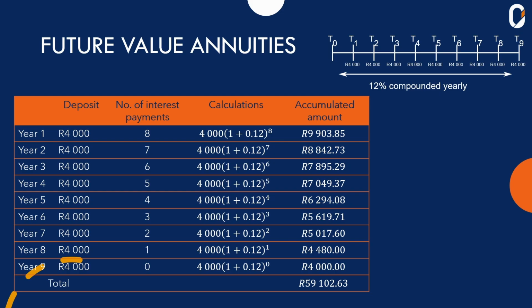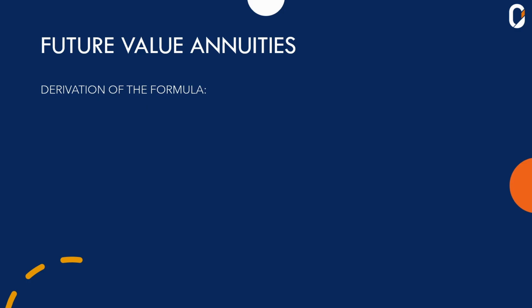Now you can see that even calculating for 9 years is long enough. It's tricky. There's too much room for mistakes. Now imagine if he had waited for 20 years until he withdrew his investment. This calculation will be a nightmare, and hence we need to come up with a simpler way of making these calculations.